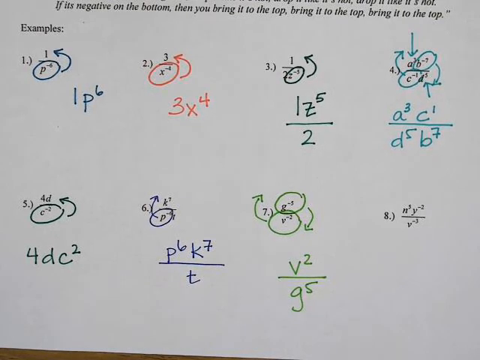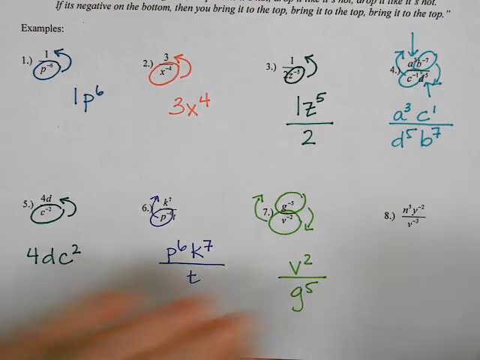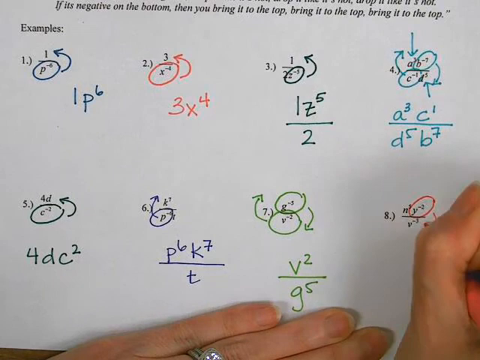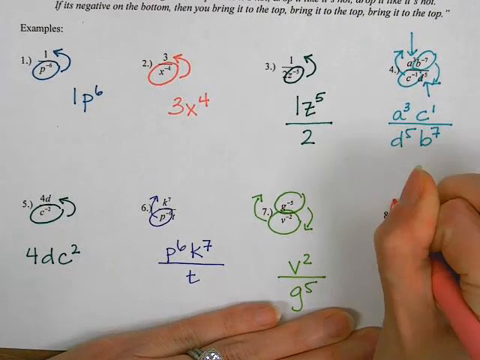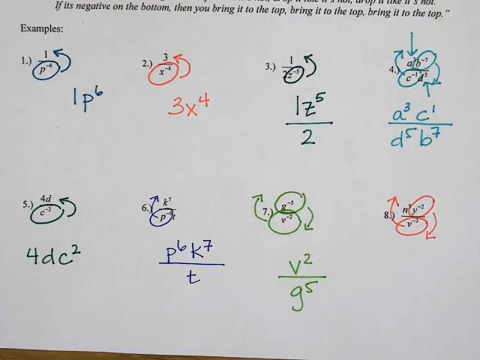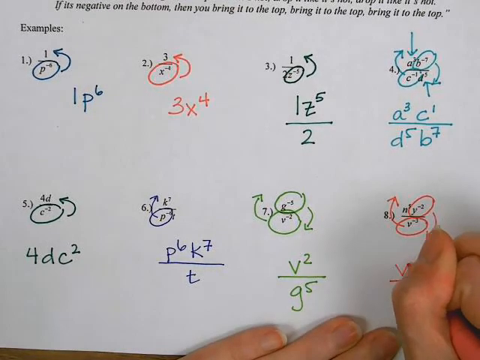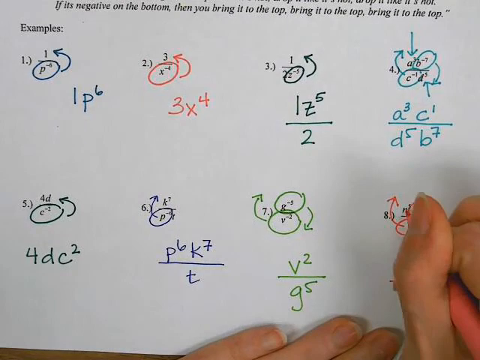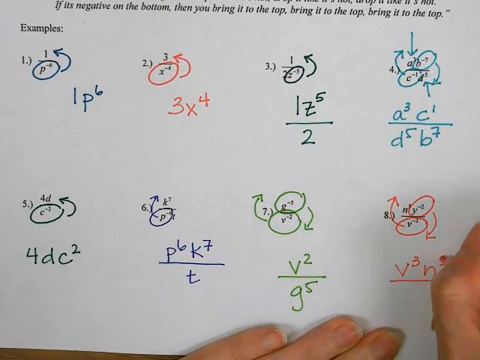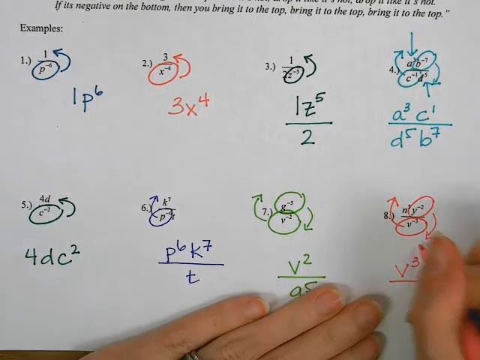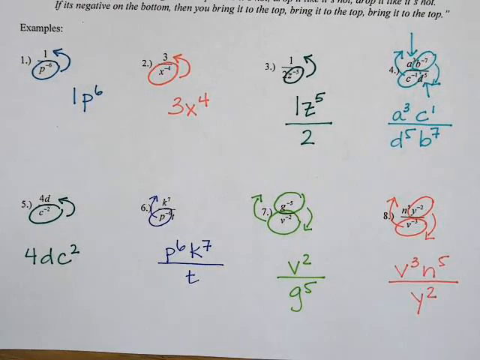Okay, last one is number 8. If your exponent's negative, drop it like it's hot. If it's negative on the bottom, then you bring it to the top. All right, let's see what we got here. So in the numerator, we have the v to the third that we brought up, and we still have the n to the fifth that was there. And then the y to the 2 is now in the bottom.